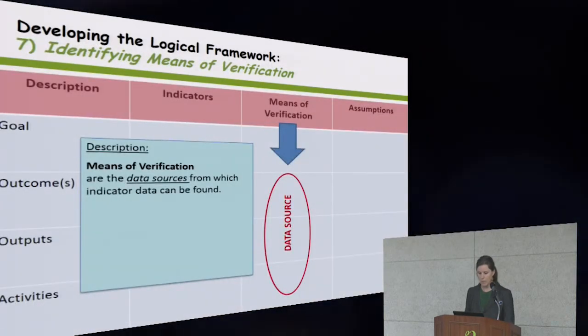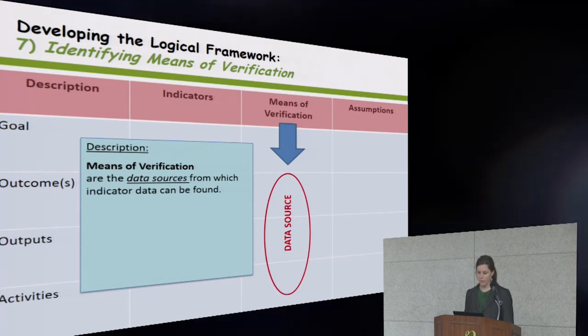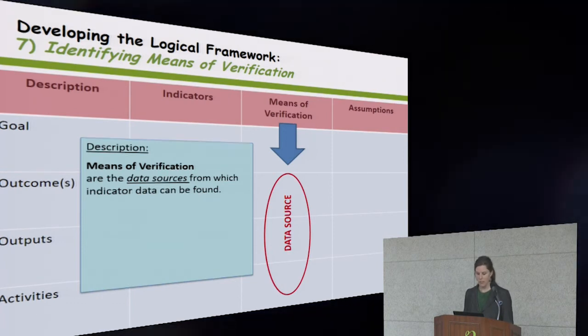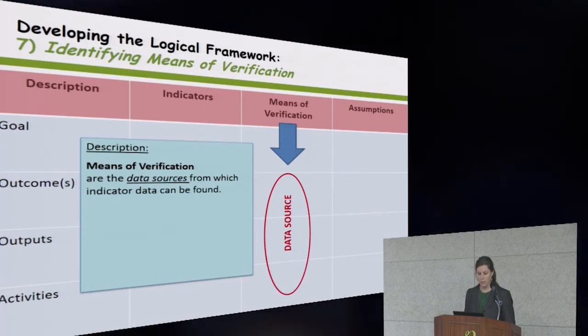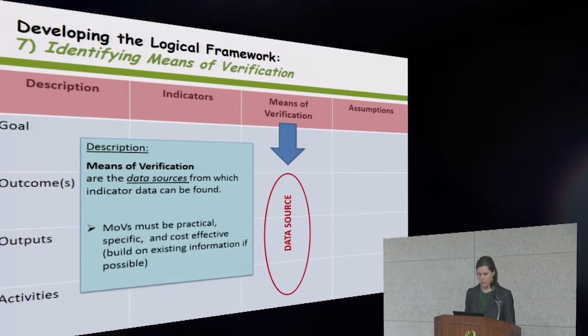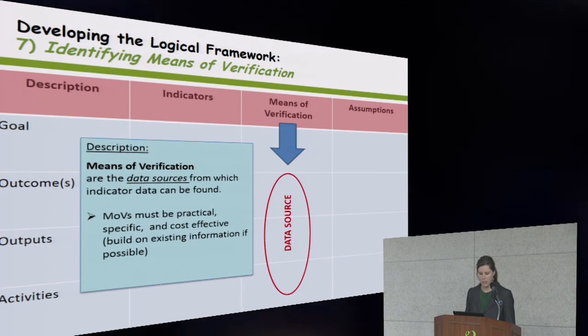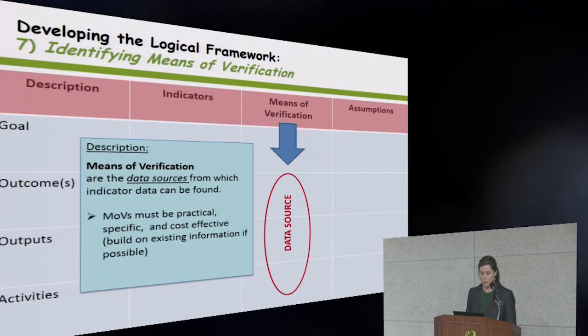Now the last piece of the log frame that we need to discuss is the means of verification column. Means of verification are the specific data sources from which the indicator data can be found. So MOVs should be practical, specific, and cost-effective, and build on existing information if possible.